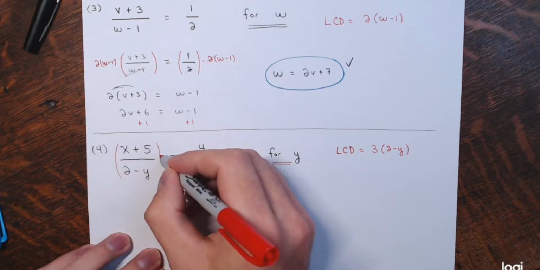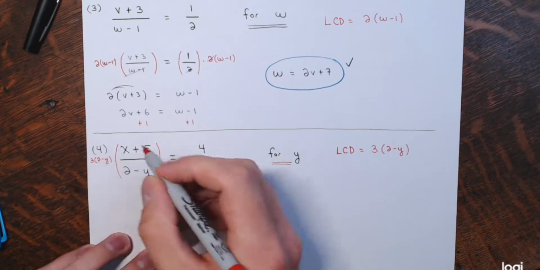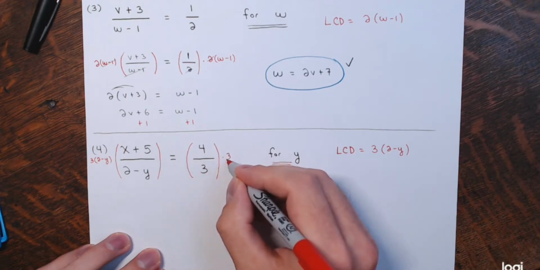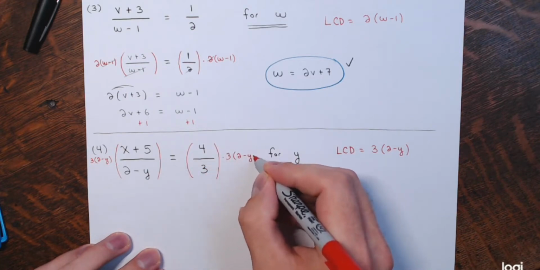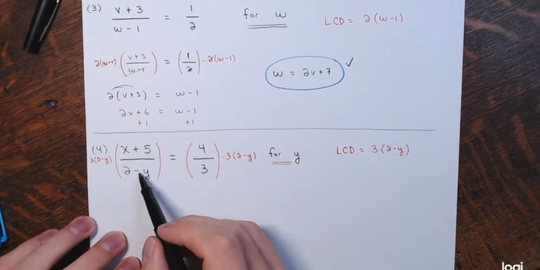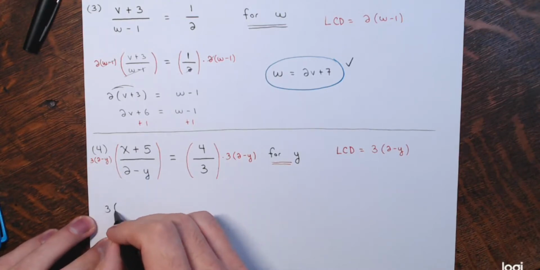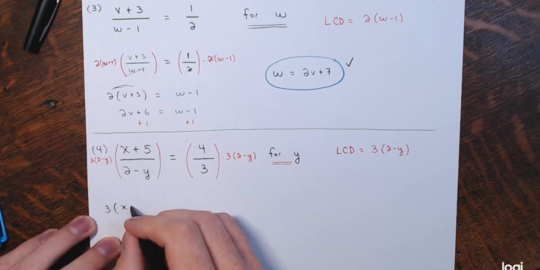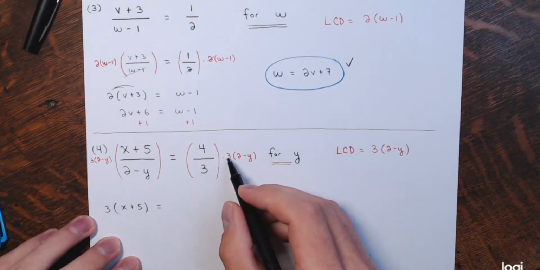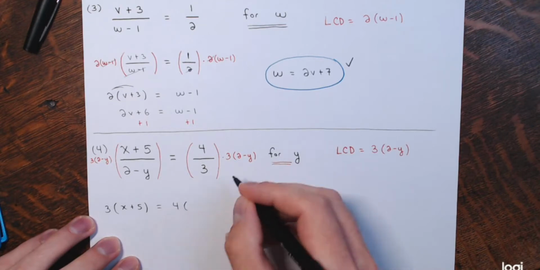So I take the whole left side, multiply it by 3 times the quantity 2 minus y. The entire right side, just that one fraction, times the LCD, 3 times the quantity 2 minus y. The left side, the 2 minus y's would cancel, leaving me with 3 times the quantity x plus 5, equals, on the right side, the 3's would cancel, leaving me with 4 times the quantity 2 minus y.